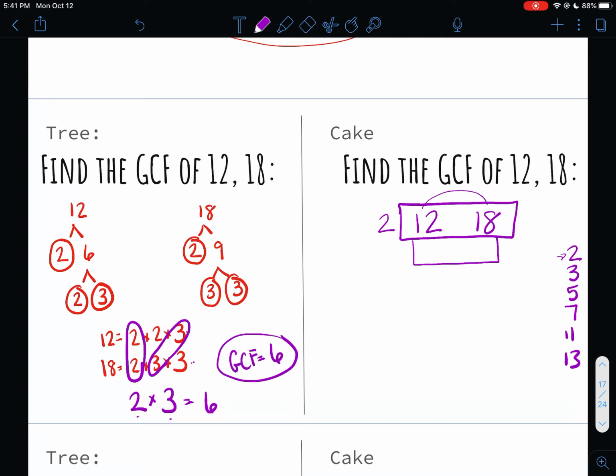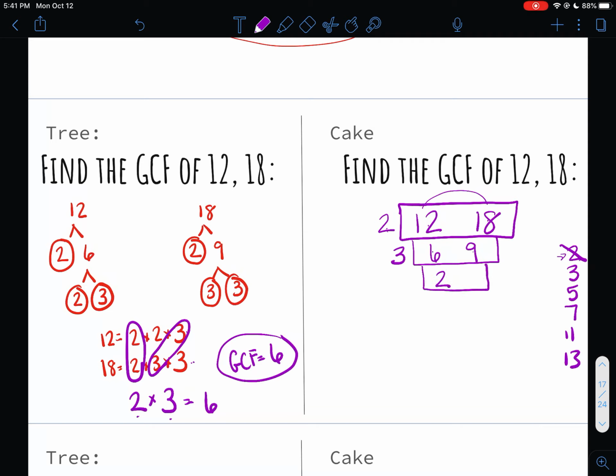And then in the next layer, we're actually going to go and divide. So 12 divided by 2 is 6. 18 divided by 2 is 9. So then keep seeing if it's divisible by 2. Are 6 and 9 divisible by 2? It's not, so we're going to move on. Are 6 and 9 divisible by 3? They are. So you put 3 on the outside.